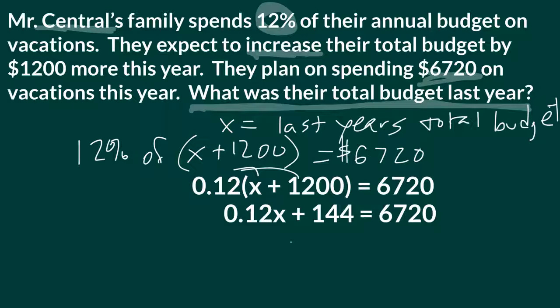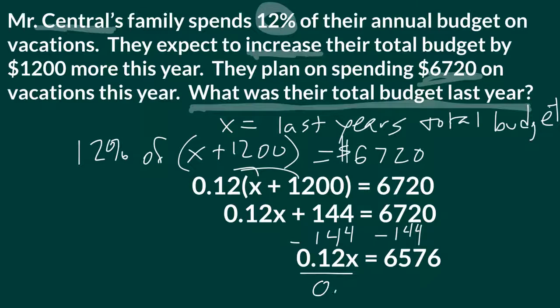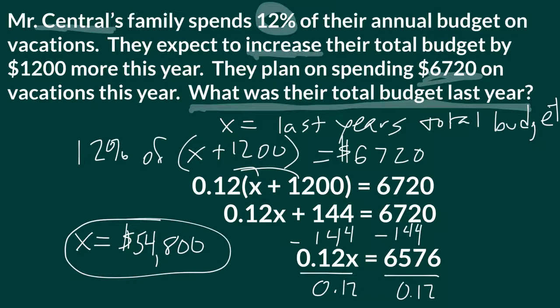From there, you would then subtract the 144, and you would end up with this. Which you would then divide both sides by 0.12 to get the x alone, and you end up with x is equal to $54,800. So that would be last year's total budget.